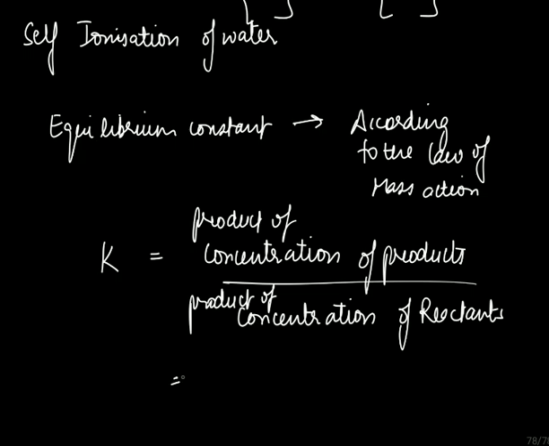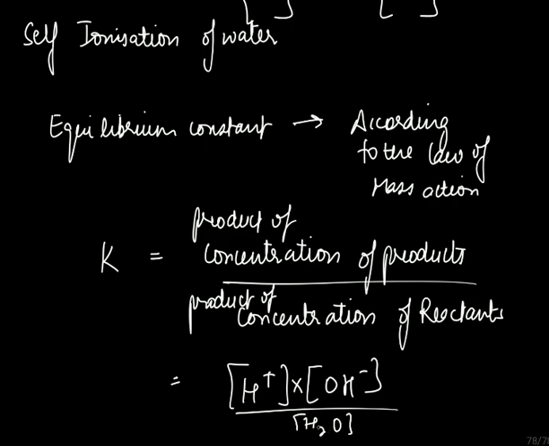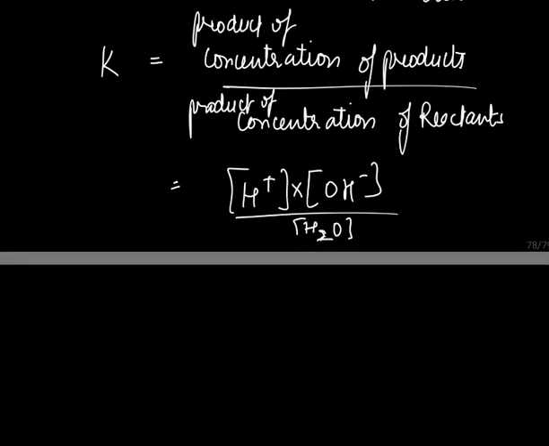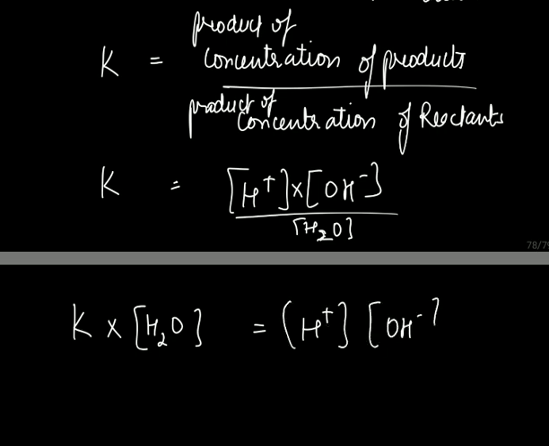So what's the meaning of this? The H positive ion concentration, which is our product, needs to be multiplied by the OH negative ion concentration, divided by the reactant that we have, which is water. So this K will be multiplied with the water concentration, and that is equal to the H positive ion concentration times the OH negative ion concentration.